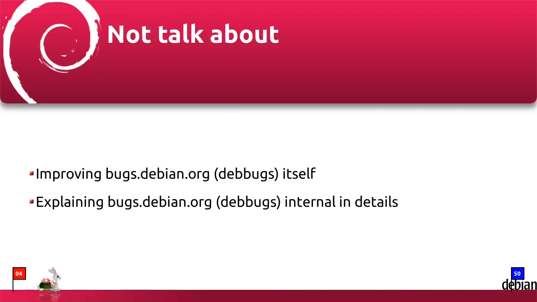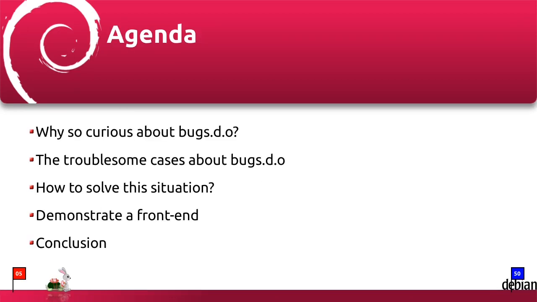In this session, this presentation is related to Debian R, but I will not talk about improving Debian R itself and internal details. Here's the session agenda. First, I'll explain what's so curious about Debian R and show you the troublesome cases. Next, I'll explain how to solve this situation and demonstrate an actual problem.